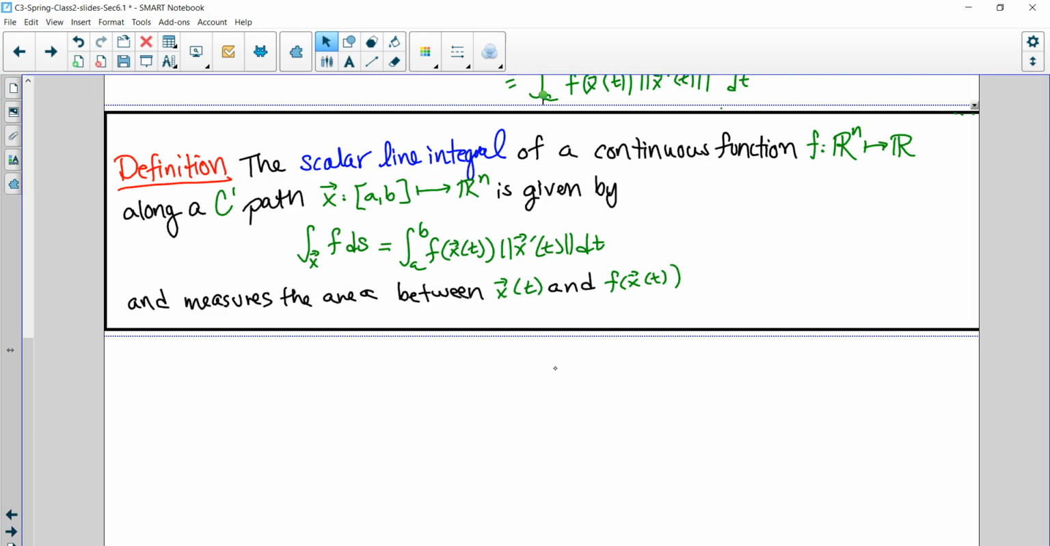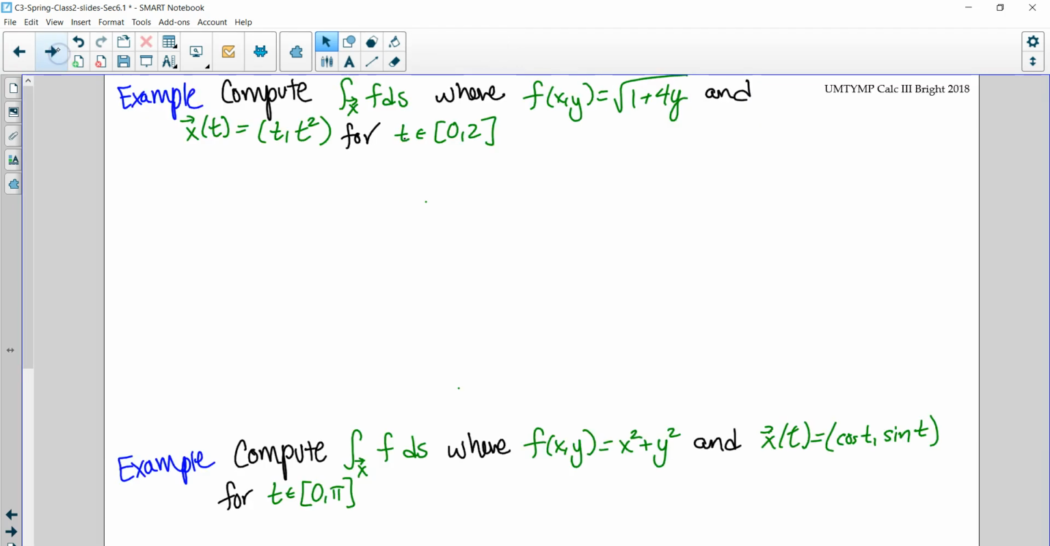And so if we want to find the scalar line integral, again we have a function that produces a one-dimensional output. Okay, we found that formula, and with that, we're going to go ahead and do a couple quick examples. I'll let you pause the video if you need and look at the examples, but we're just going to go ahead and proceed with this.